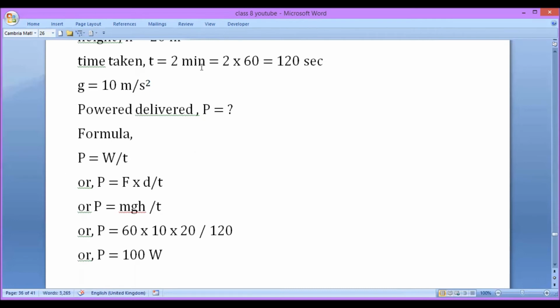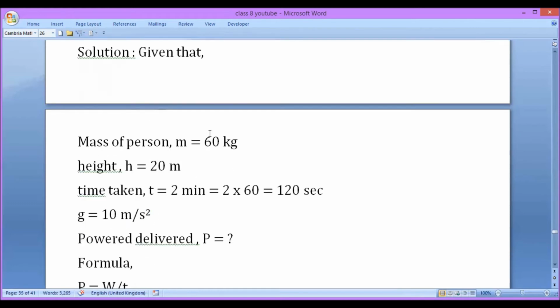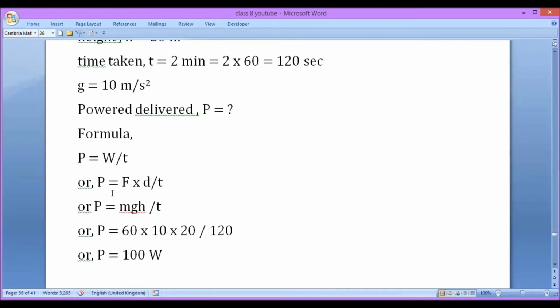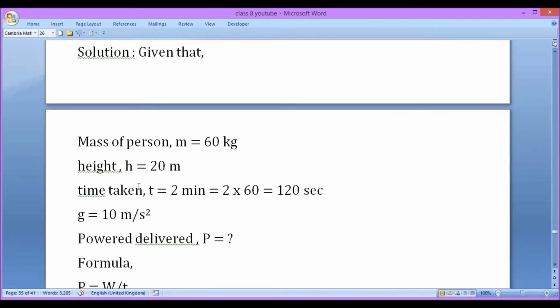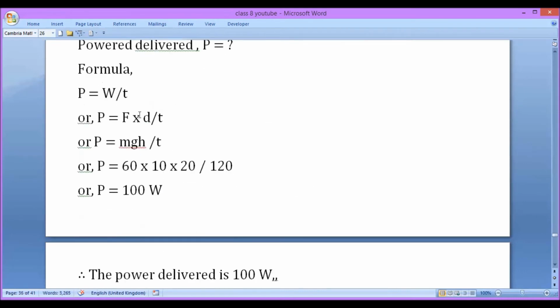But here there is not a value of W. But we can use the formula to determine the W. W means work done. Work done means F multiplied by D. But here there is not a value of F. So we can use the formula of force. Force is equal to M multiplied by G. You have to understand this value from the lesson.